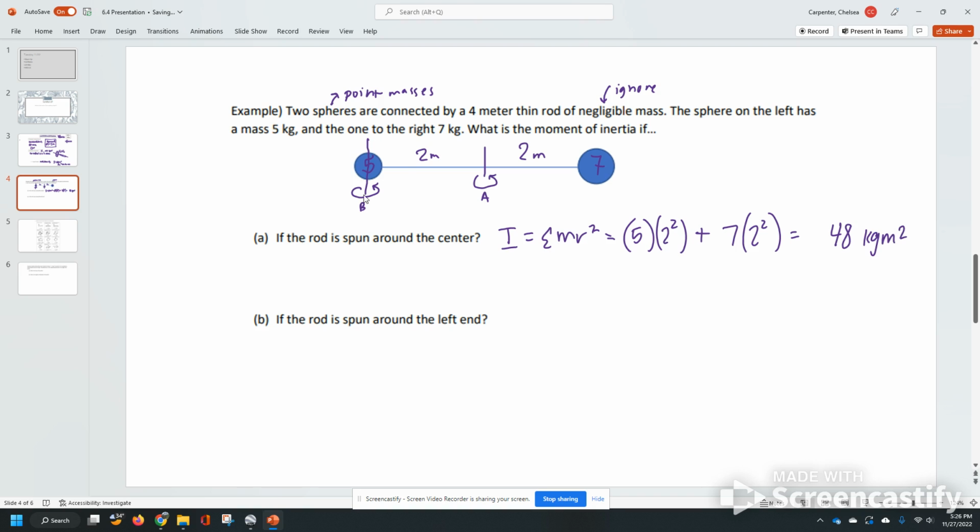Let's do part B. Now we're holding it around this 5 kilogram mass. I is going to be that 5 kilogram mass, but it's 0 meters away from our axis, so that whole term is going to be nothing. But then plus 7 times 4 squared. And we end up with a larger moment of inertia because that 4 is squared, 112 kilogram meters squared. So that's the situation when we have two really dense point objects.